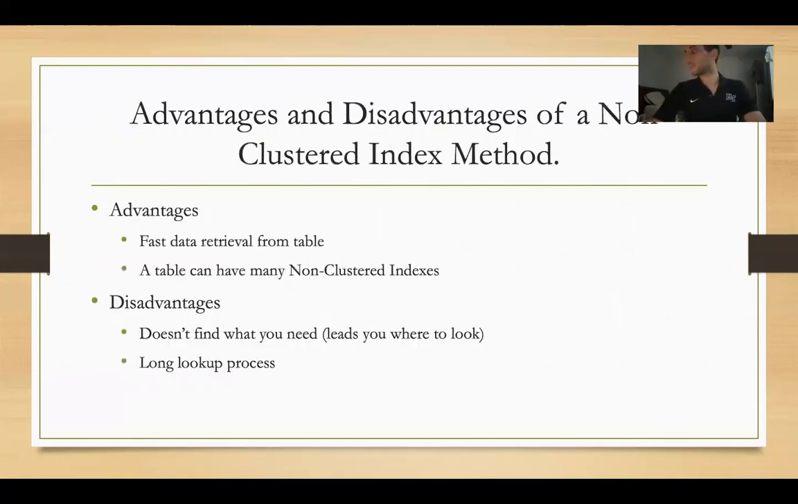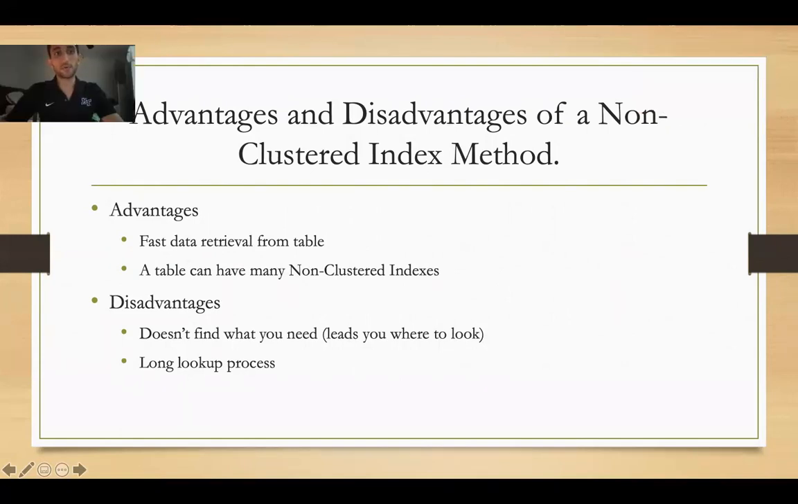So the advantages and disadvantages of a non-clustered index method include: the advantages include fast data retrieval from a table, and a table can have many non-clustered indexes. So having that non-clustered index there helps you find what you're looking for because it's simply there and it helps point you to exactly where to look.